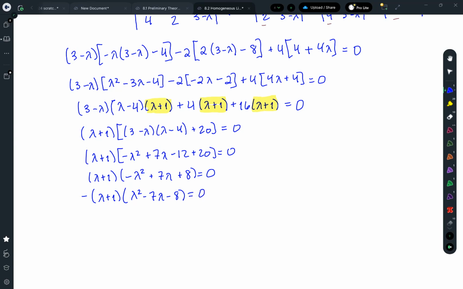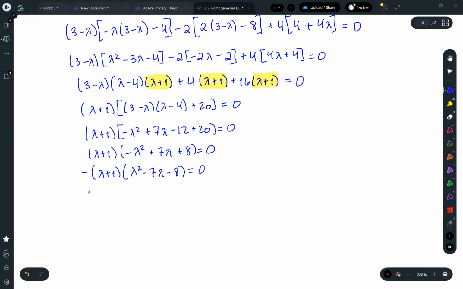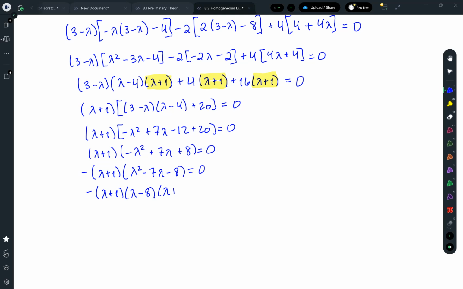And now that does factor. This will give me negative times lambda plus 1, lambda minus 8 times lambda plus 1 is equal to 0. So it looks like lambda 1 is equal to 8, and lambda 2 is equal to negative 1 twice. So we have our repeating eigenvalue.